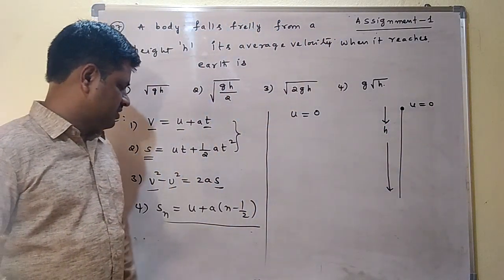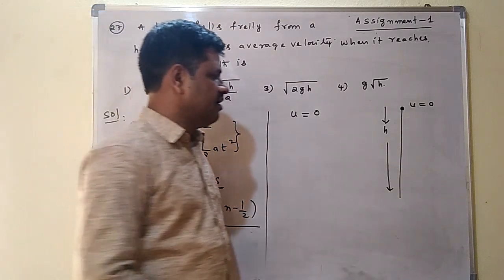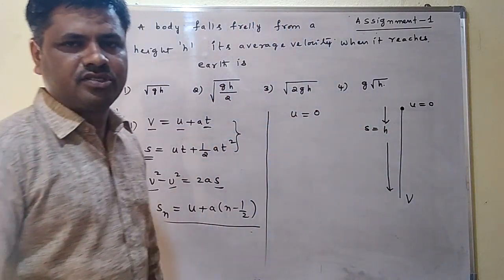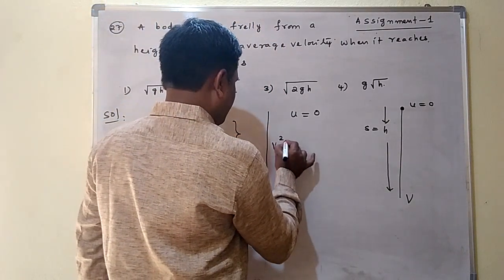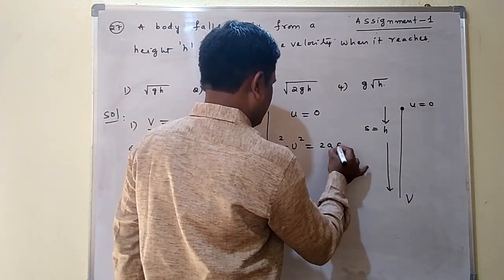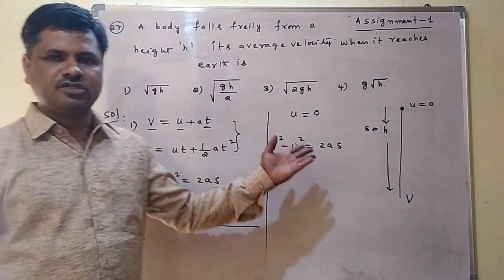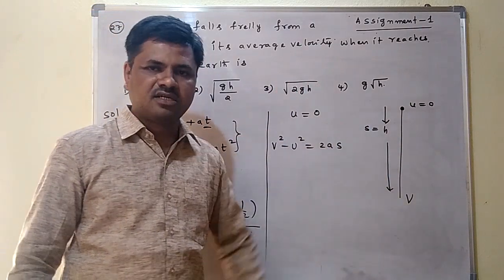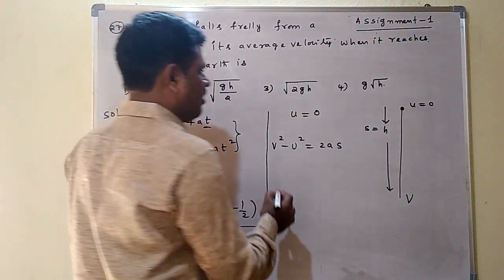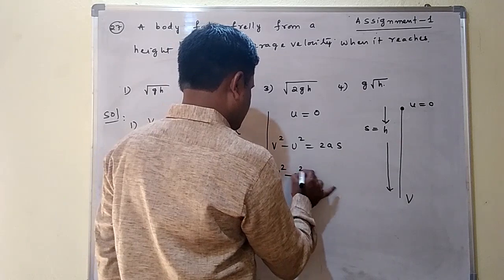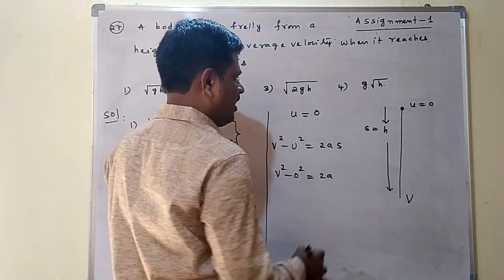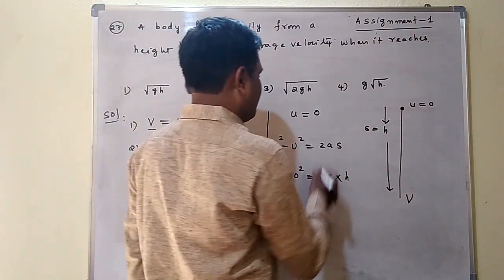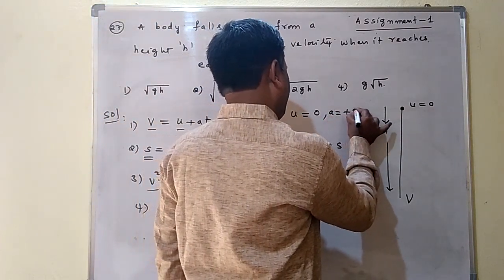For finding the final velocity, which equation do we have? Initial velocity and final velocity we know, and the distance traveled we also know: S is equal to h. So we write V square minus U square is equal to 2AS. This kinematic equation is suitable for solving this problem because initial velocity, final velocity and distance covered are known. So V square minus 0 square is equal to 2A, S is equal to h. Here the A value we take as positive, A is equal to plus g.